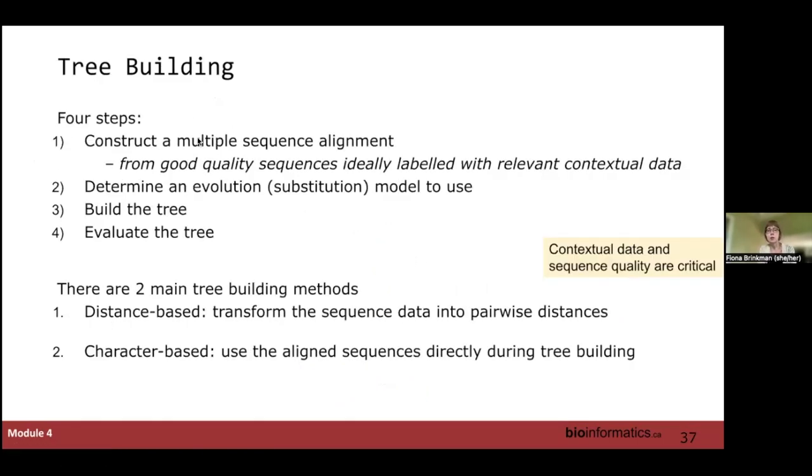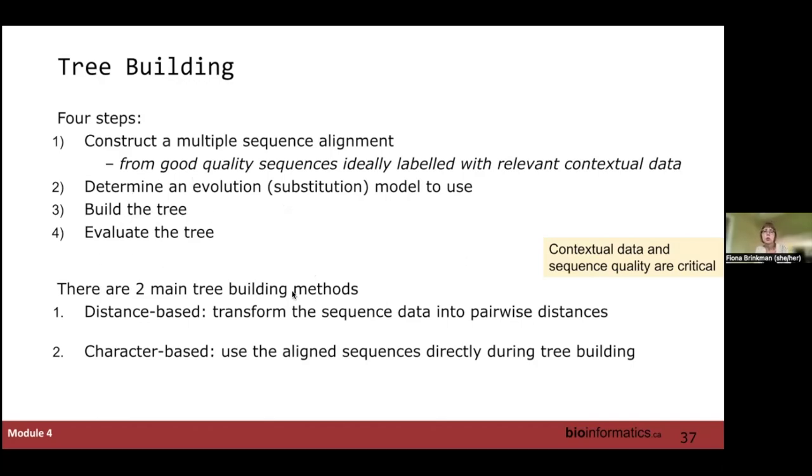So again, four steps. You're always constructing a multiple sequence alignment first, usually from good quality sequences with contextual data. Because if you do a tree and you've got no data on the leaves of those trees, like what the species is, what the gene name is, what any kind of phenotypes are associated with that particular thing, it's really not very useful, right? So the contextual data is key. Then we want to look at what model of evolution you might want to use. Learn about that in a second. Then you're going to build the tree and then evaluate the tree.